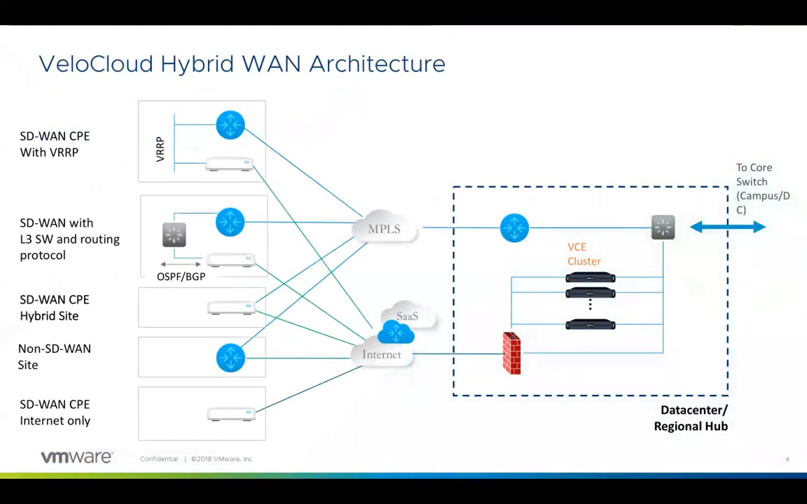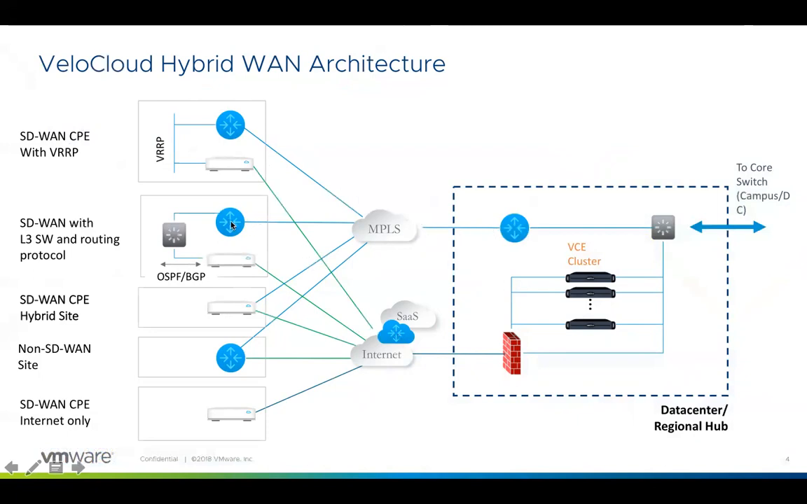So first, this slide is a high-level architecture of the various insertion options for the VeloCloud Edge. On the right here, we have the VeloCloud Edge configured as a hub cluster in the data center. So it sits behind the firewall, and also connected to the core switch, so that it can establish overlay tunnels, or it can sit there and wait for overlay tunnels from both internet and MPLS.